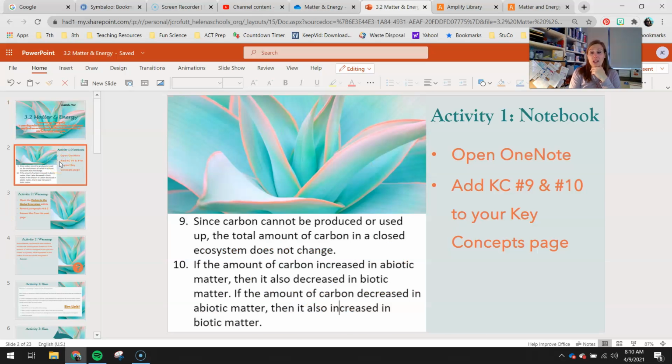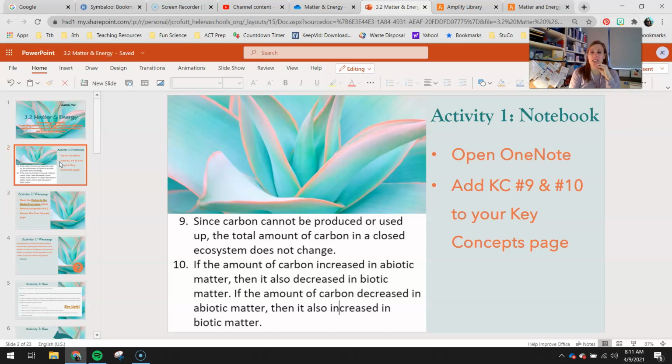All right, activity 1, as usual, is your notebook. These are the last things you need to add to your notebook for this unit. So go ahead and open up OneNote, and add key concepts 9 and 10 to your key concepts page. Number 9 says, since carbon cannot be produced or used up, the total amount of carbon in a closed ecosystem does not change.